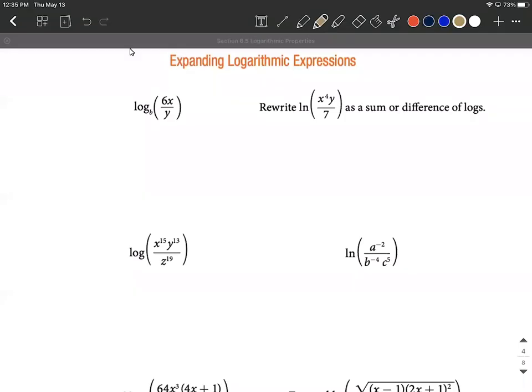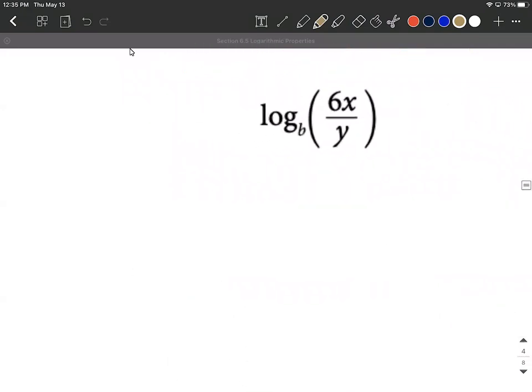Expanding logarithmic expressions. In this, what we're going to be doing is putting together our product, our quotient, and our power rules to expand these fully. So one at a time here. We'll go through these kind of quickly, but hopefully we can pay attention and get it down. So we have log base b of 6x all divided by y.